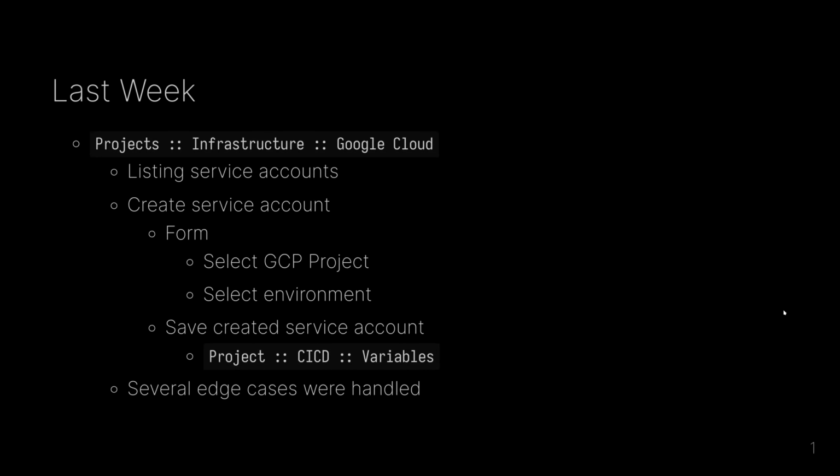A quick recap. Until now, we've seen the introduction of the Google Cloud page under the project infrastructure section, where you see a list of service accounts. You can also begin the process of the creation of a service account, which takes you through the Google OAuth and authorization process. After which you see a form where you select a GCP project, you select your environment, and then it creates a service account, which are saved as CI/CD variables. Last week, we saw several edge cases and scenarios being handled as well.